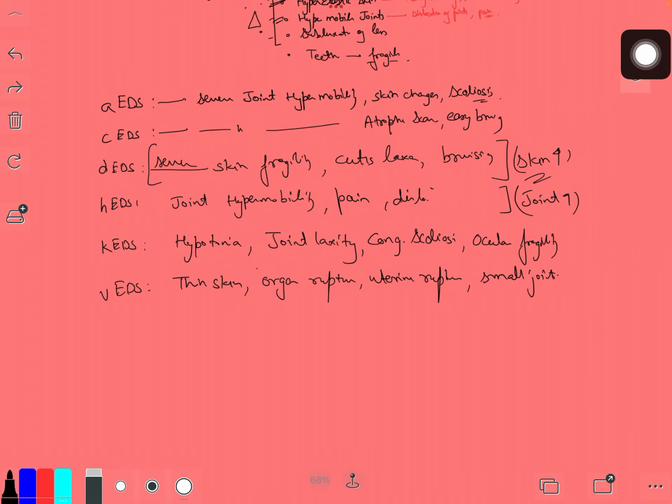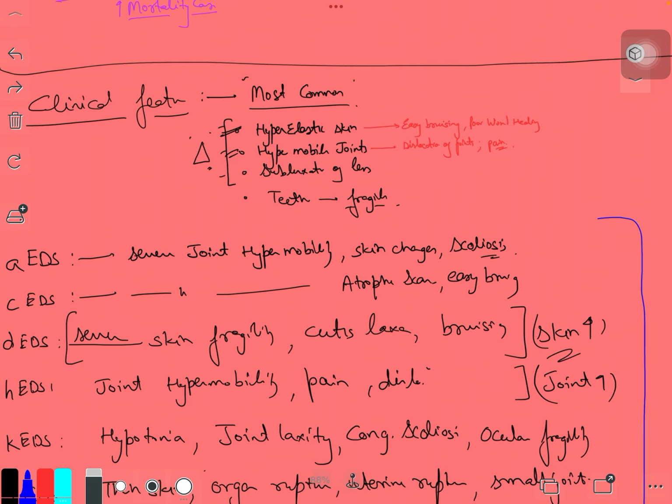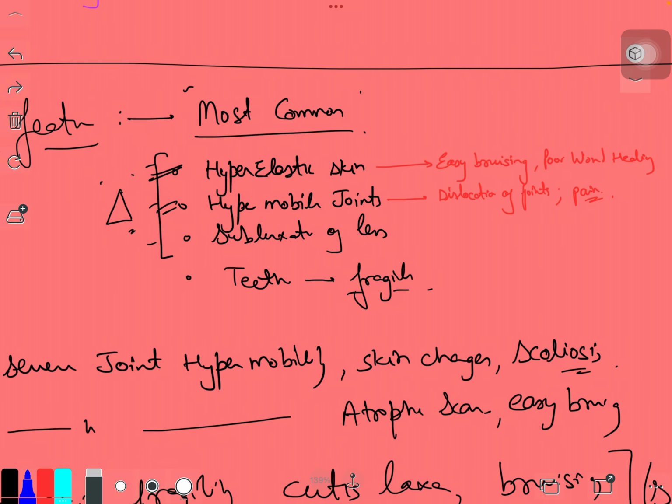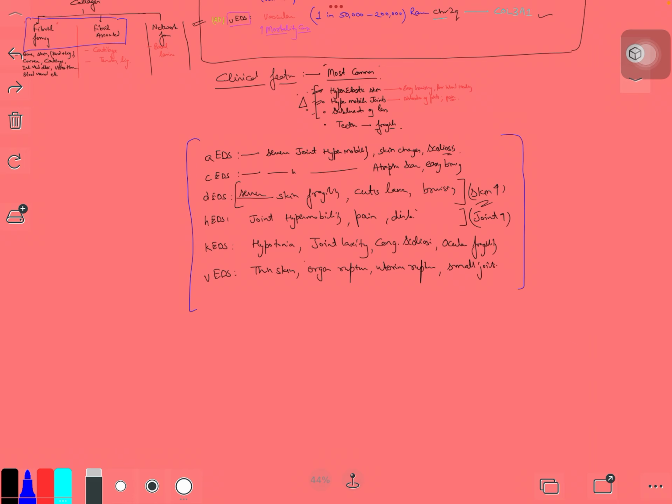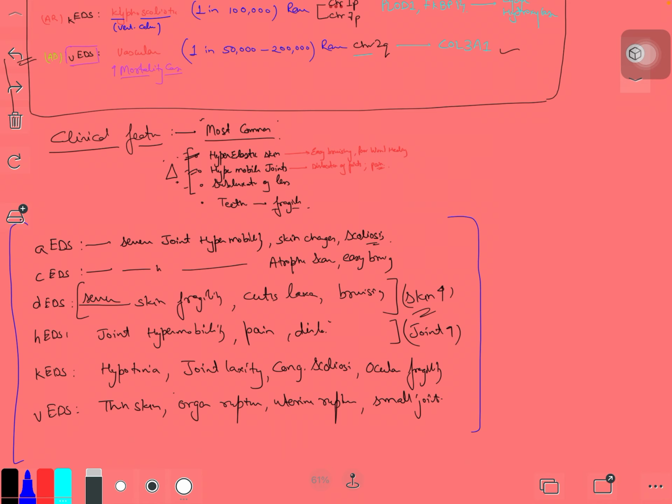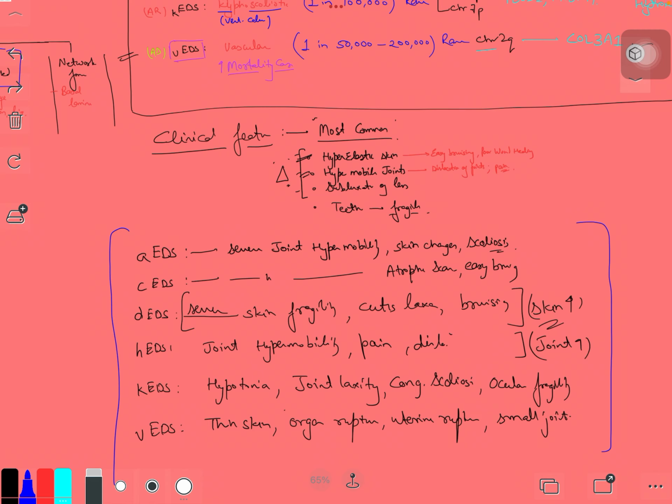Right, now what's the best thing for you? If you can remember this table, good. If you can't, let it be, who cares? Once we have established these three or four important points, we directly jump to how to make a diagnosis. First thing, skin hyperextensibility. Second thing, joint hypermobility. And along with this, wherever collagen is present, any place you can think of, they will have problems: subluxation of the lens, teeth fragility, and so on.